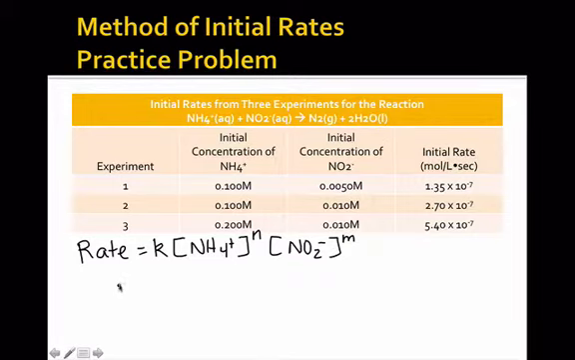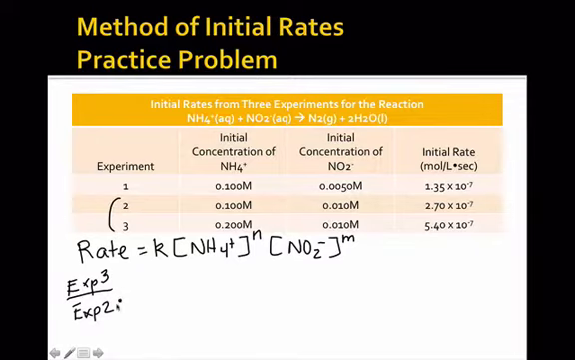So the first thing I'm going to do is focus on the ammonium ion concentration. And with the ammonium ion concentration, we said that was 2 and 3 because that's where they changed the ammonium, they held the nitrite constant. What I do is I just plug all the information that I know into this formula right here. And I'm going to put experiment 3 on top and put experiment 2 on the bottom. And this will make more sense after I plug it in.